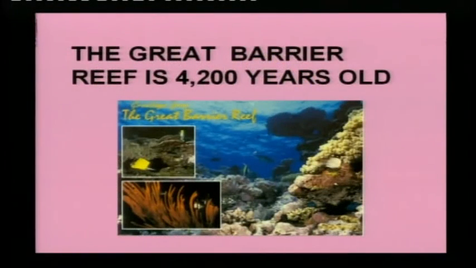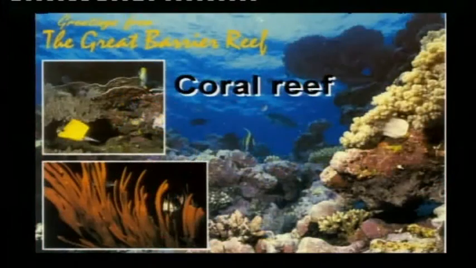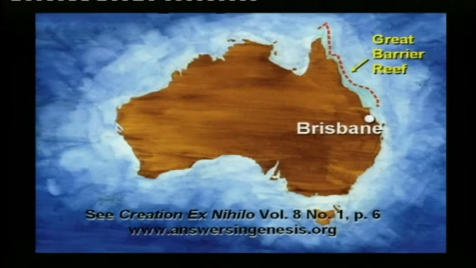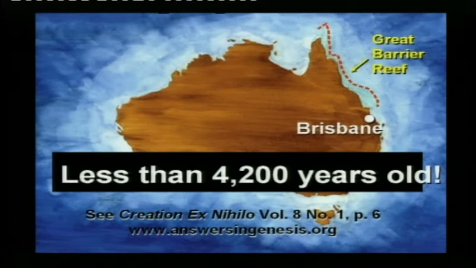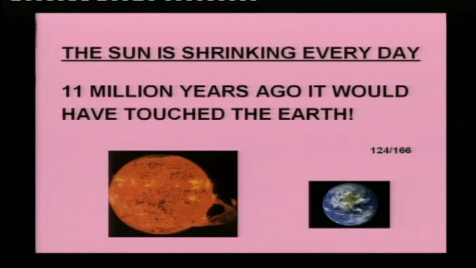There it is. Now, the Great Barrier Reef off the coast of eastern Australia has been dated by the government. And guess what? It's 4,200 years old. It's younger than the flood, which is 4,400 years old. That's how long ago the flood was. And the barrier reef that we know about is younger, and that's what you'd expect. Now, here's something really, really important.